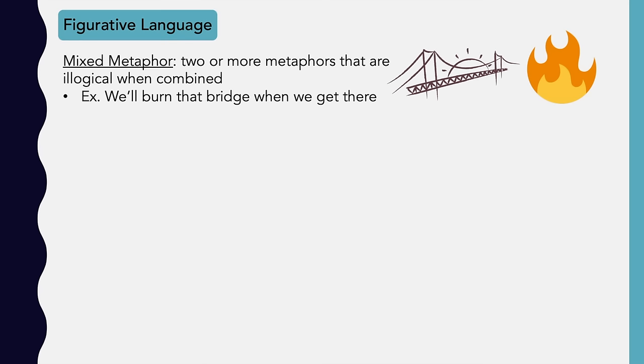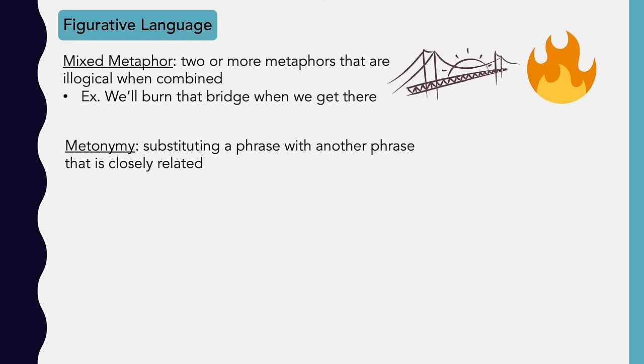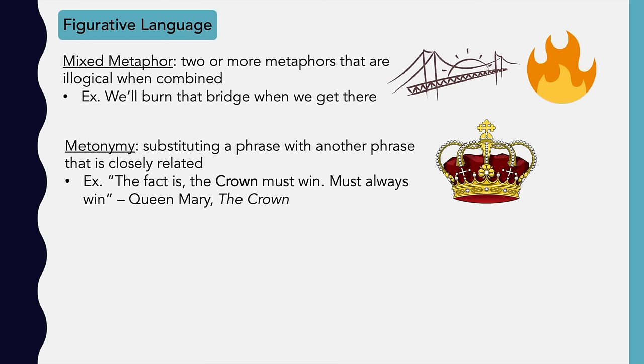Next is metonymy, which is substituting a phrase with another phrase that is closely related. It's kind of hard to understand this device without seeing it in practice, so here's an example. From The Crown, a quote from Queen Mary in this awesome Netflix show, and she says, "The fact is, the crown must win, must always win."